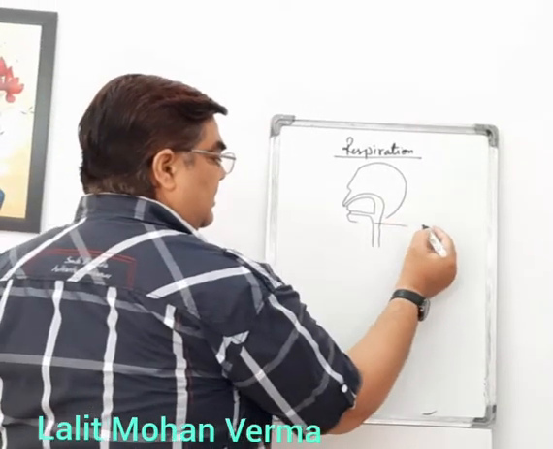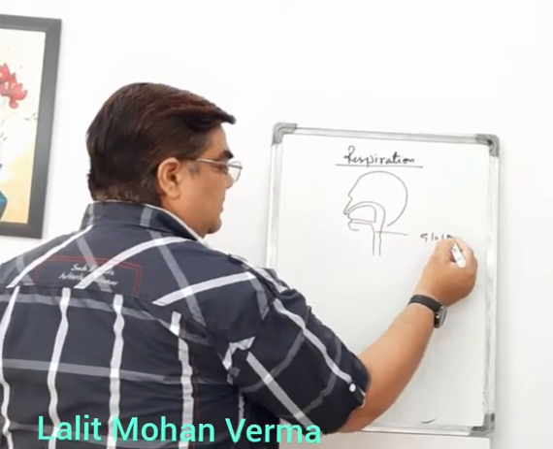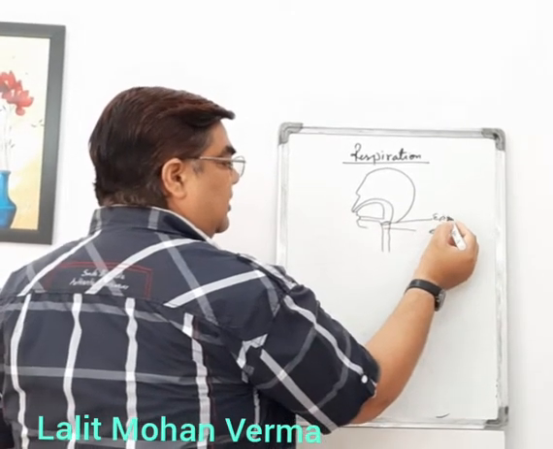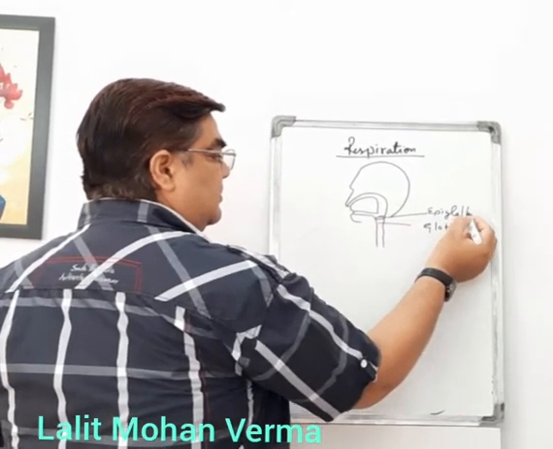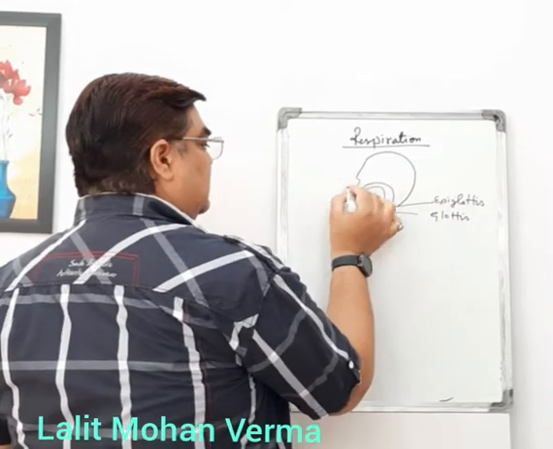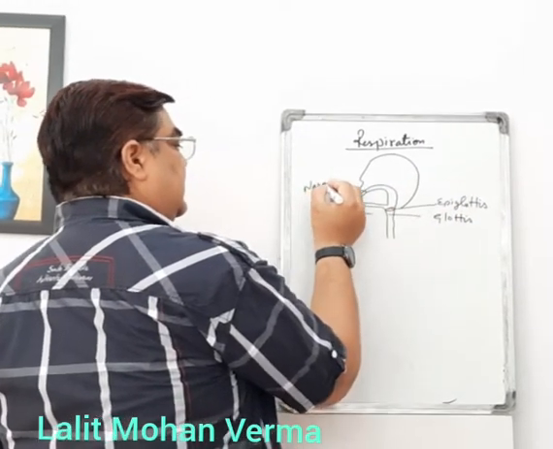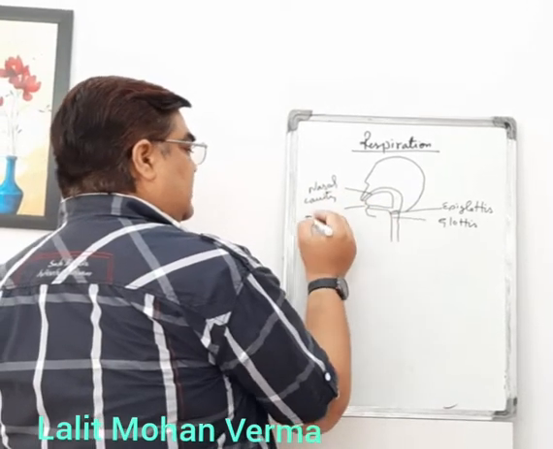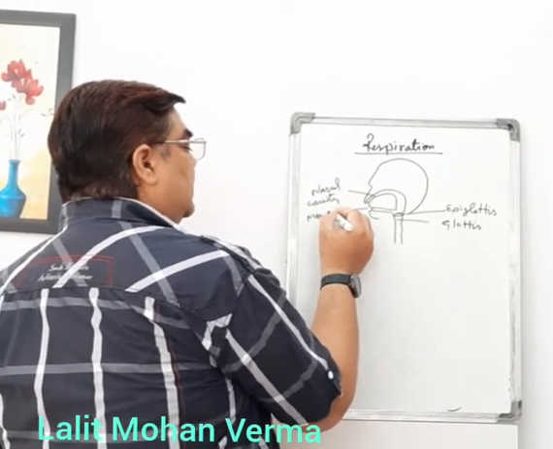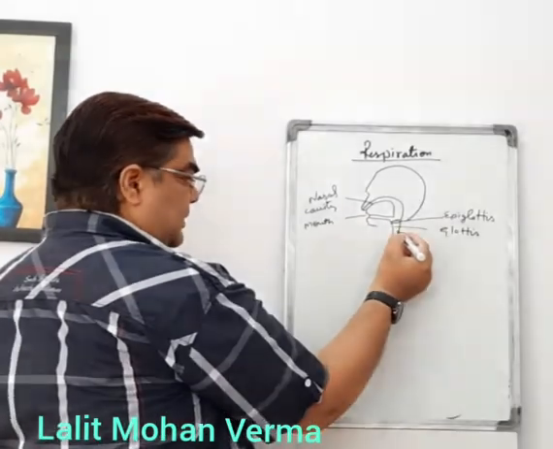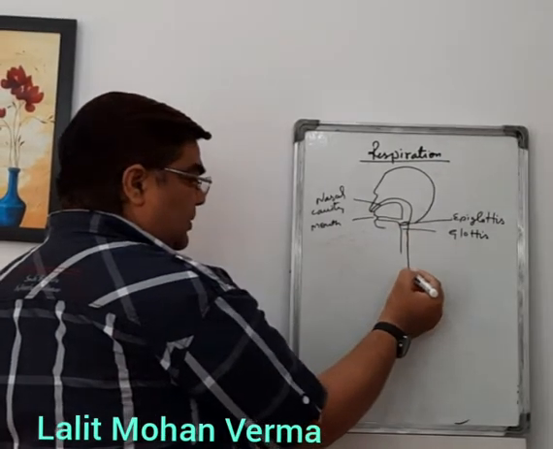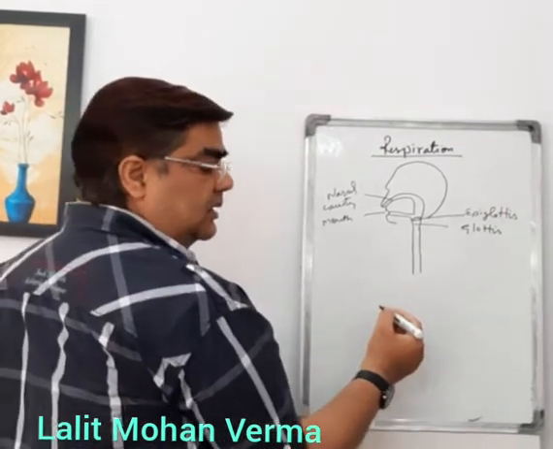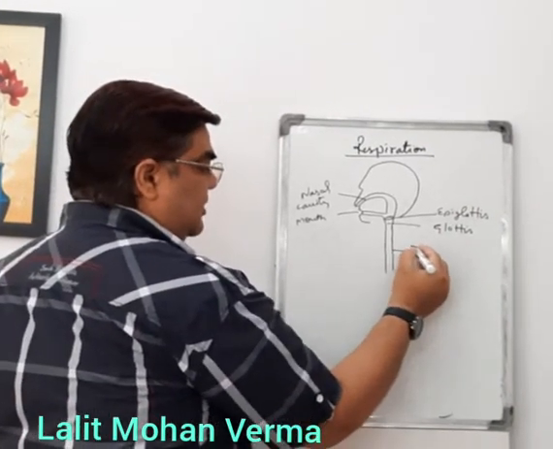This is glottis. The upper portion is epiglottis. This one is nasal cavity and this is mouth. Afterward, this tube, in digestive system we have discussed esophagus. Now this is trachea.